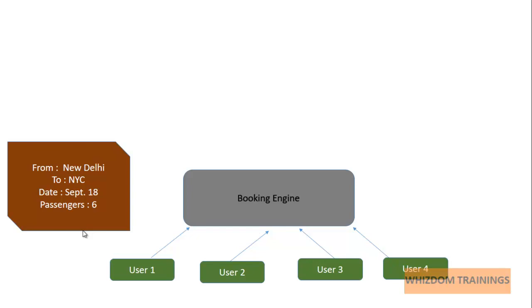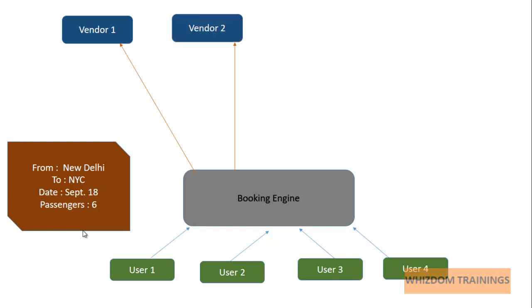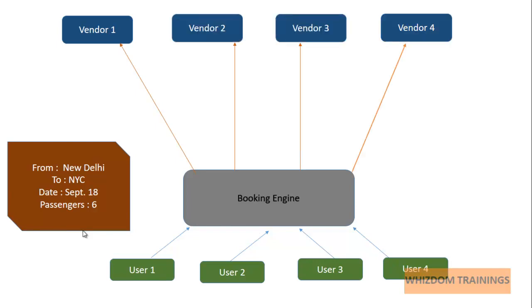Now what this website is going to do is send this information to different vendors. The same information it will send to different vendors. Don't get confused, these vendors are different airlines. Do not get confused by the name vendor. These are just different airlines, so this information went to these different websites.